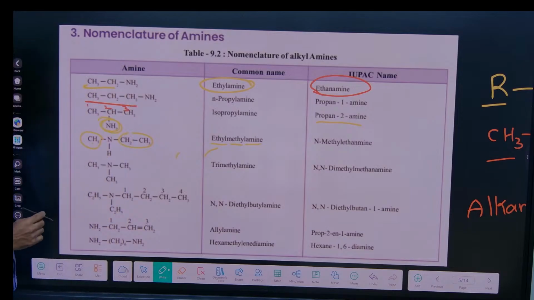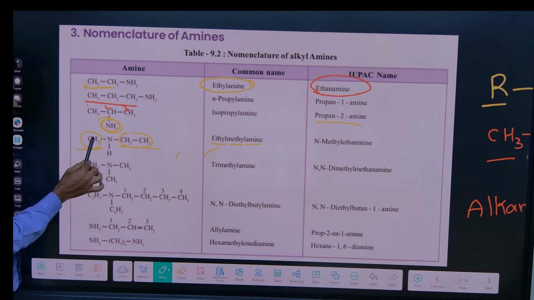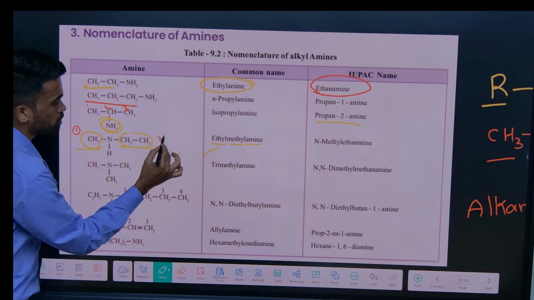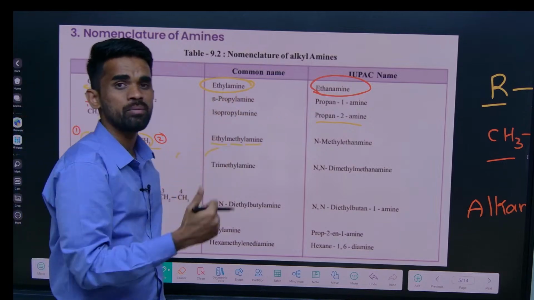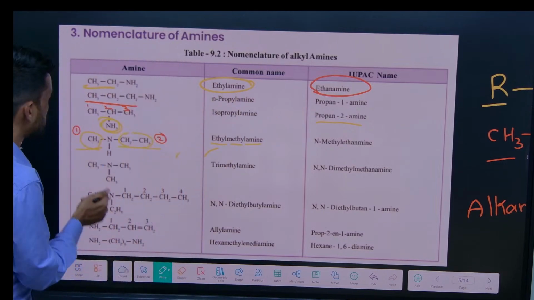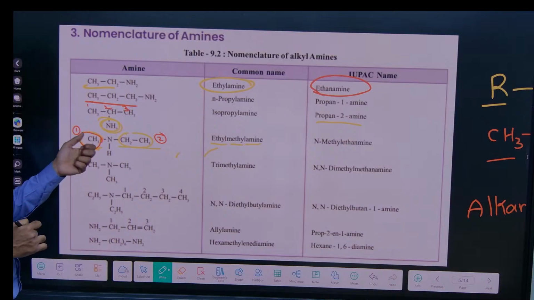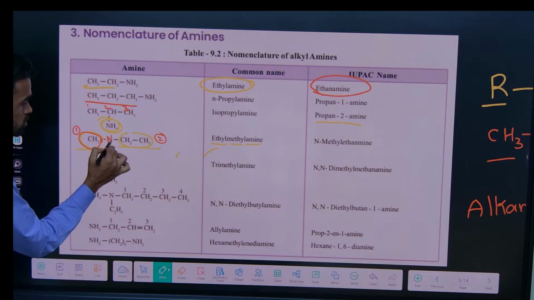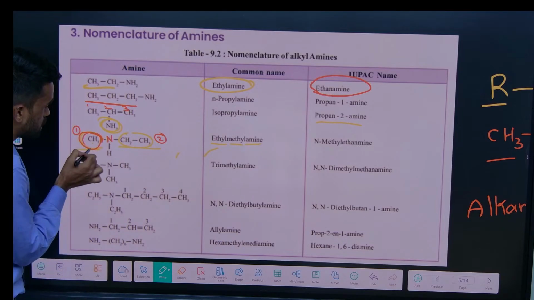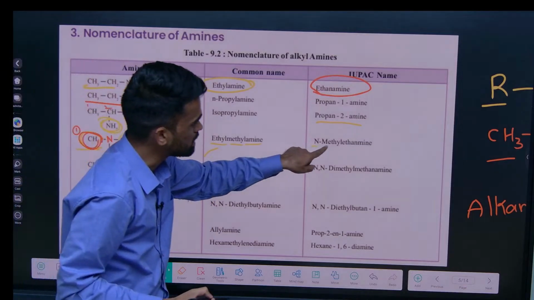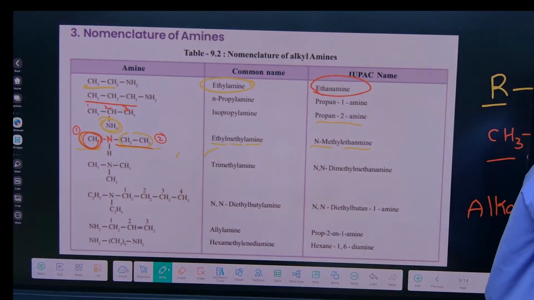When it comes to IUPAC name, identify the longest chain from these substituents. Here only one carbon, here it is two carbons. So we know two carbons, the greater number of carbons in the chain, should be considered the parent chain. Now this small group should be considered as a substituent. So you can say it as a nitrogen atom only we have, a small group. So N-methyl ethanamine. See, N-methyl ethanamine is the IUPAC name. So this is how you need to write the name.